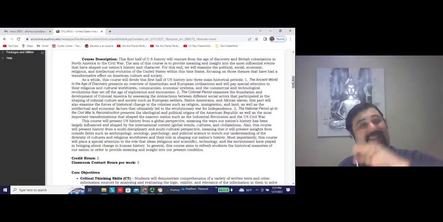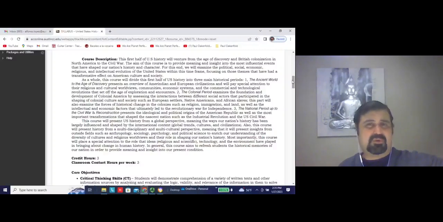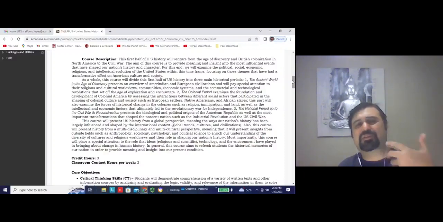Now, the third and final historical period we're going to look at is the national period, the early national period. This is a time when the United States is formed as an independent country, as an independent nation. We're going to be looking at the formation of the American Republic. What were some of the ideas that were used to create the Constitution of the United States, and some of the challenges that the country faced very early on in the Republic. We're going to be looking at that very closely.